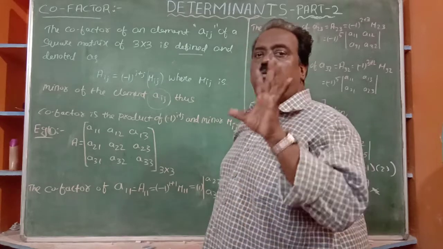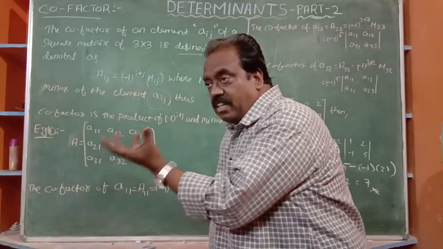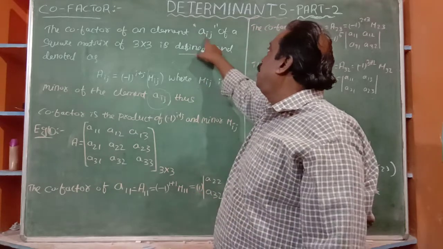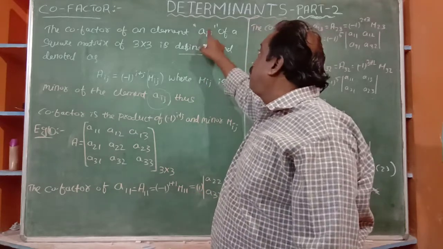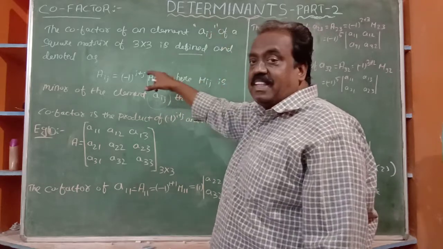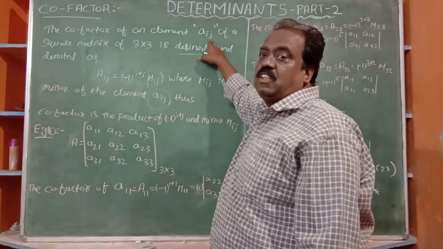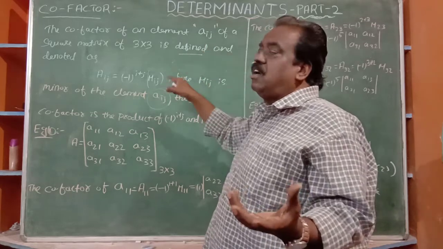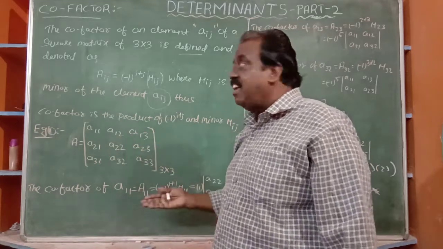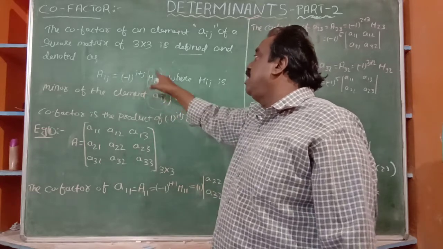Very simple. For the cofactor, first we have to find the minor. That minor Mij is multiplied with the minus 1 power i plus j. Suppose A23 is there: minus 1 power 2 plus 3. We have to find the minor M23 separately, and multiply it with minus 1 power 2 plus 3. Suppose A31 is there. A31 means third row, first column. Capital A31 is minus 1 power 3 plus 1, M31.